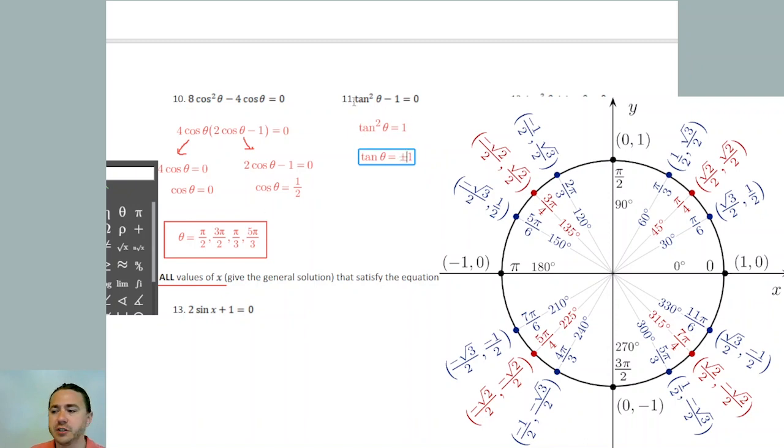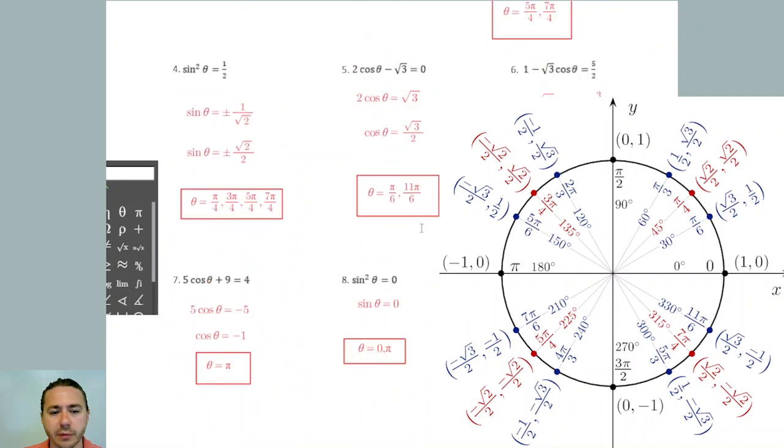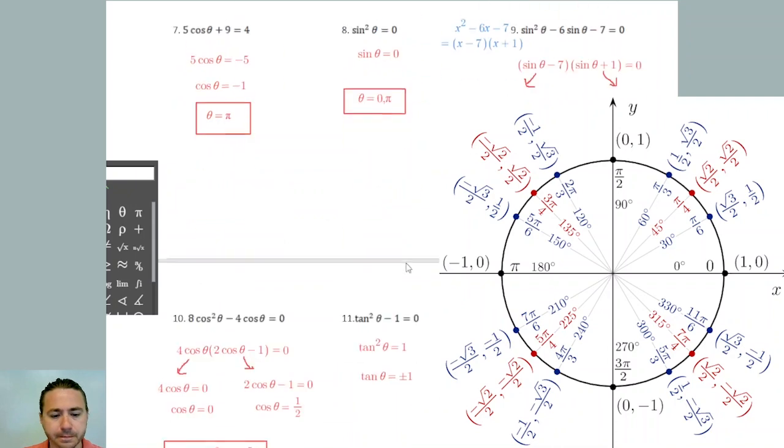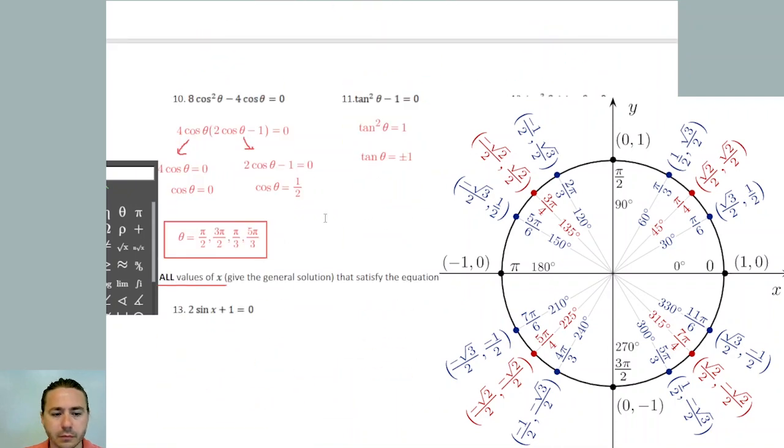So we're looking for where tangent's either positive or negative 1. In order for tangent to be 1 or negative 1, both the x and the y have to be either the same or opposites. The only coordinates where that happens are pi over 4, 3 pi over 4, 5 pi over 4, because look at the x and y coordinates at those angle measures. They're either the same or one's positive and one's negative. So all of those would be solutions to this equation. We're actually going to get the same answers we got for number 4 here, and that would be our answer to number 11.